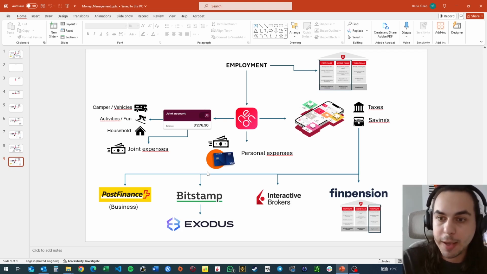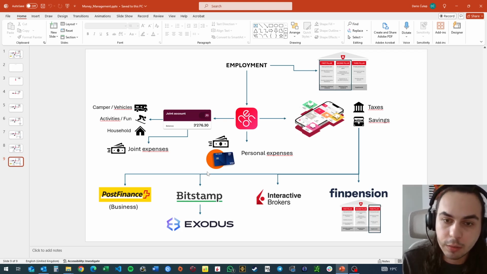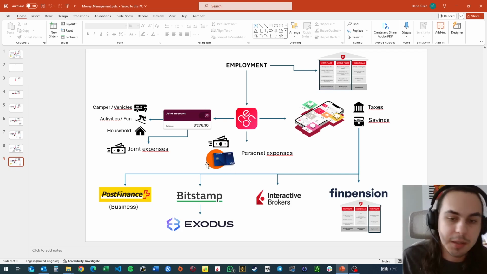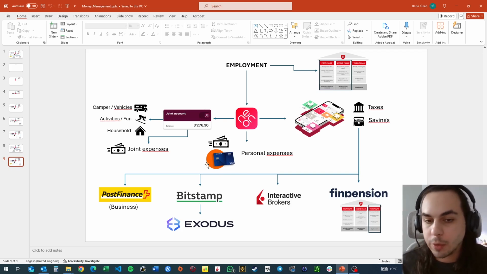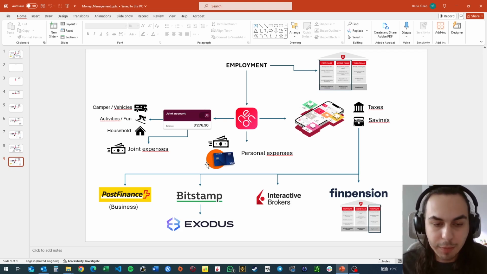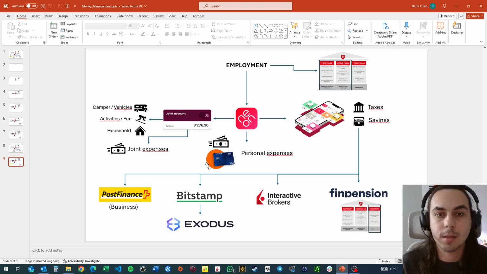Then I also use the Spaces feature of Neon, which gives me the chance again to subdivide my savings. For my personal expenses, I use the debit card of Neon. For the joint expenses, we use a debit card of Neon Joint. And for extraordinary expenses or expenses where I need insurance, I use the credit card from Migros, the Cumulus credit card. For my investments, I use FinPension for my third pillar, Interactive Brokers for my ordinary investments, Bitstamp to buy cryptocurrencies, Exodus to keep them, and PostFinance as a business account.